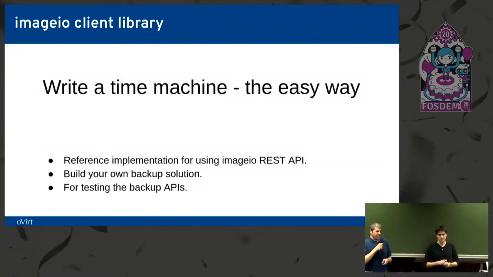So what is the ImageIO client library? It's basically a way to write your own time machine, easy. It can be a reference implementation for using the ImageIO REST API. You can build your own backup solution, and it's good for testing your backup APIs. We have lots of examples of it in the code base, in the Python SDK.